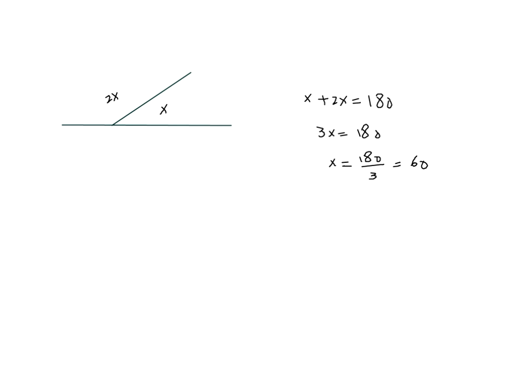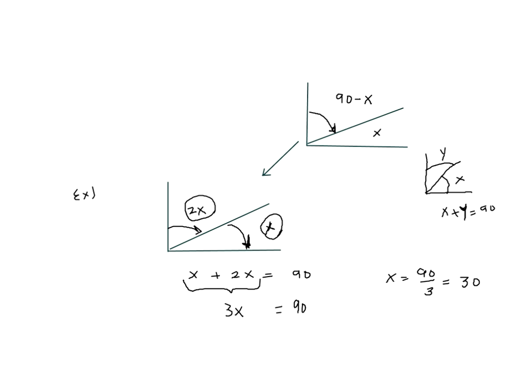$60. So this must be 60. The other one would be 2 times 60, right, if they were supplementary of each other. But if they are complementary, if one is 30, the other one would be 2 times 30. That would be 60.